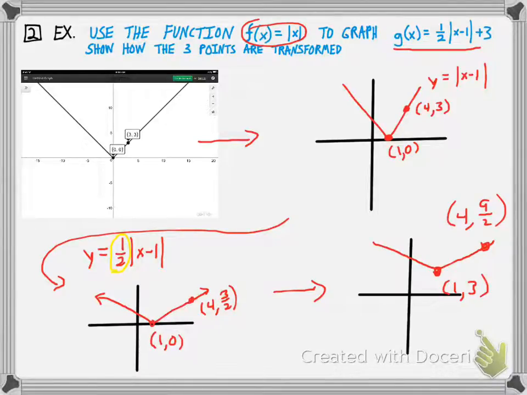Okay, our final stage of this graph is to apply the vertical shift of plus 3. Remember that that means every single y value is going to be increased by 3. The point (1, 0) becomes (1, 3). And the point (4, 3/2), when I take 3/2 and add 3 to that, I'm going to get 9/2. The graph over here on the right is my final answer. You can see how important tracking the points through is. Oftentimes you're going to be given a point or two and asked to show the transformations as you go. Our final graph is shown there at the right.